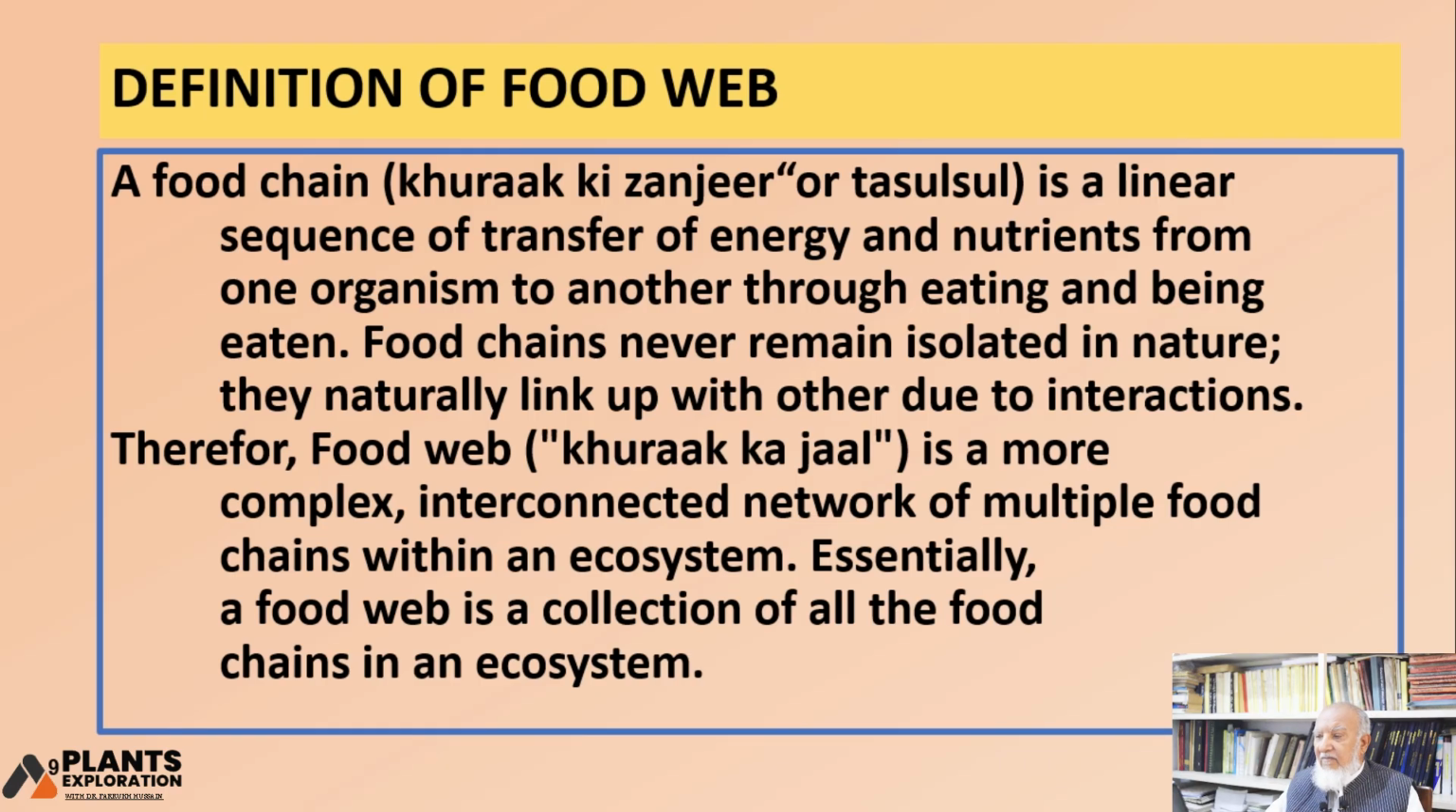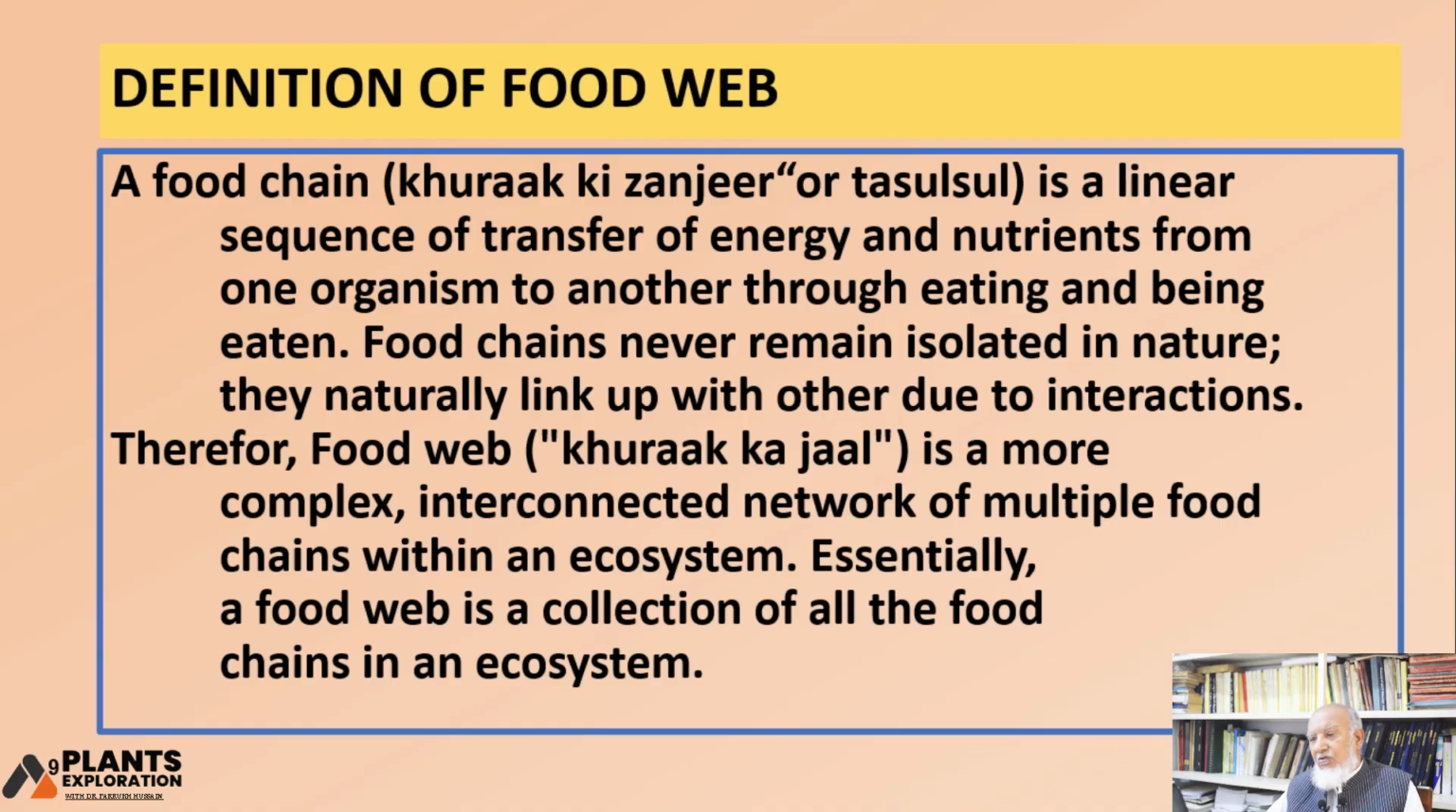Food chains never remain isolated in nature. They naturally link up with others due to interactions. Therefore, food webs, खुराक का जाला या खुराक का जाल, जिस तरह मकड़ी का जाल होता है, is a more complex, interconnected network of multiple food chains within an ecosystem. Essentially, a food web is a collection of all the food chains in any ecosystem.